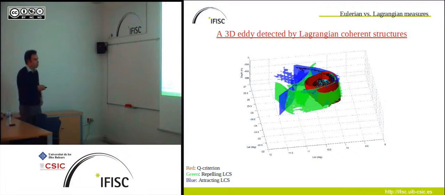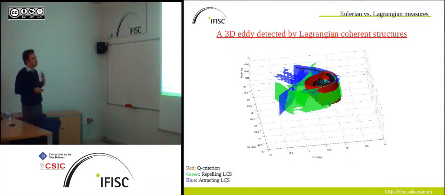So the fluid here is rotating. And we can see that our Lagrangian structures also signal more or less the same location for this eddy, because they appear surrounding this Eulerian surface.